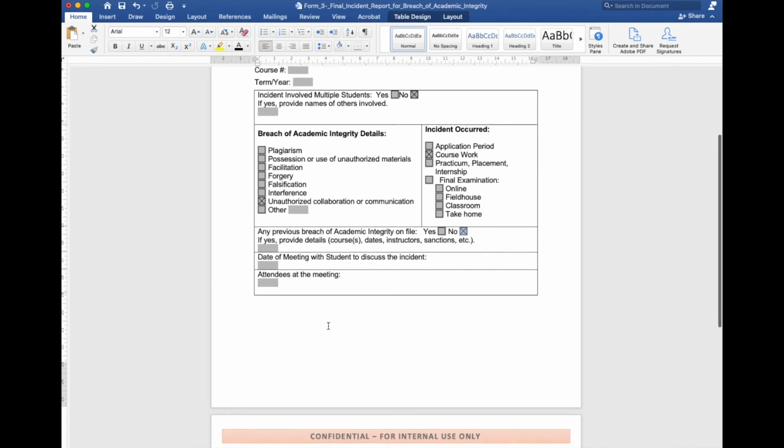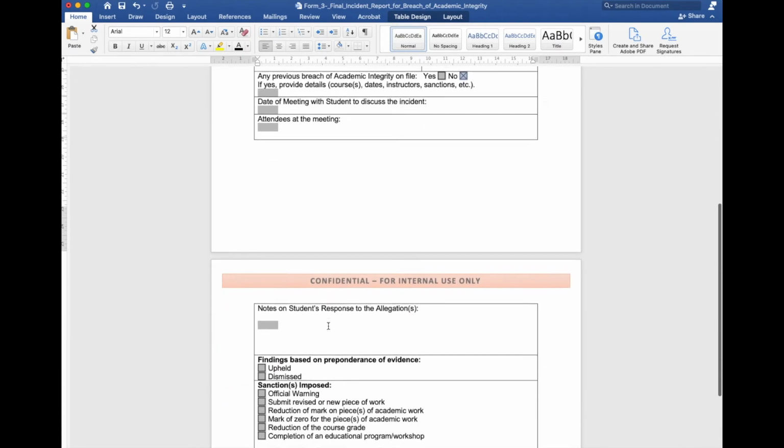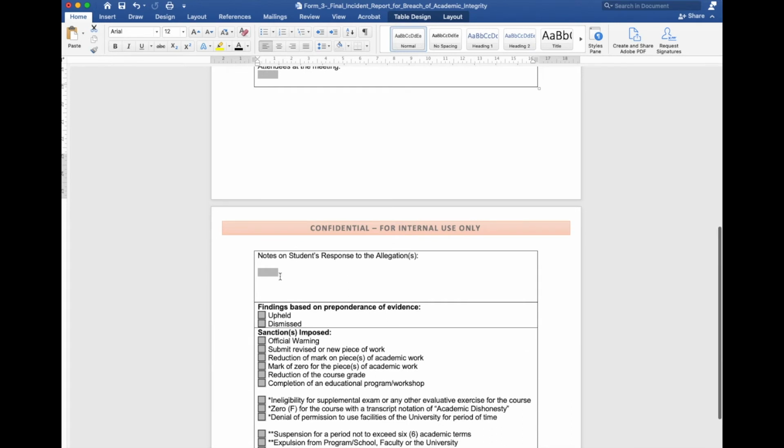On the second page, you'll include notes about the meeting and how the student responded. You'll specifically want to mention if the student admitted to or acknowledged the violation, if it was unintentional or intentional, why they did it, and if they showed any remorse or willingness to learn from their mistakes.